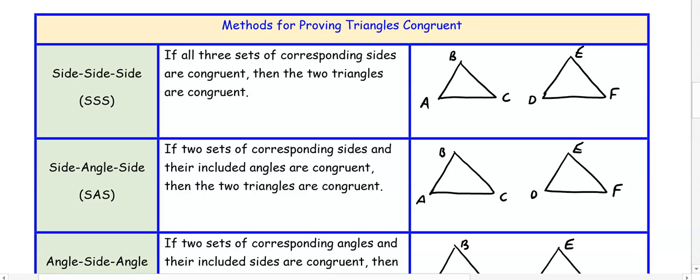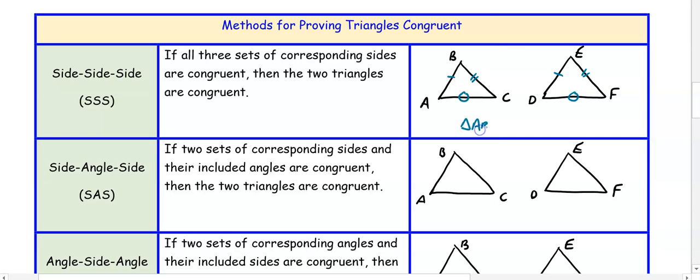For the rest of this lesson, we are going to talk about proving triangles are congruent. There are 5 methods to prove triangles are congruent. The first method is side, side, side. In side, side, side, if all 3 pairs of corresponding sides are congruent, then the 2 triangles are congruent. For example, if AB and DE are congruent, if BC and EF are congruent, and AC and DF are congruent, they're all going to have the same tick marks. They're going to have 3 different sets of them.